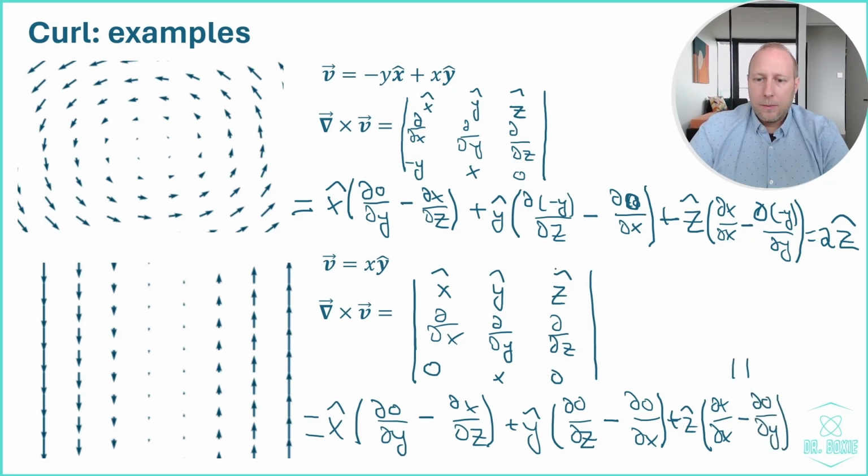And we are left with 1 times z hat, so simply z hat. So there is also a rotation around the z axis, but with a smaller magnitude in some sense. So these are the three derivatives we need.